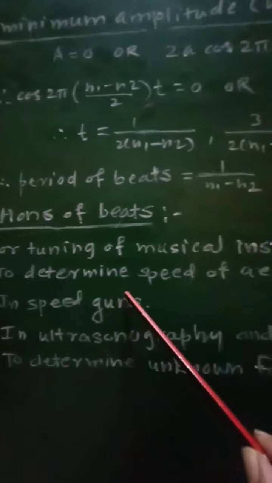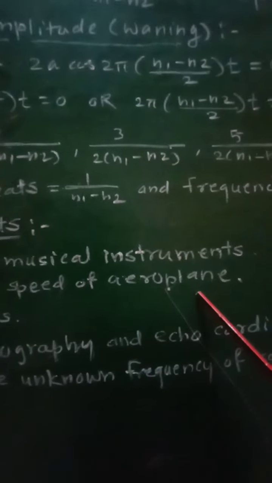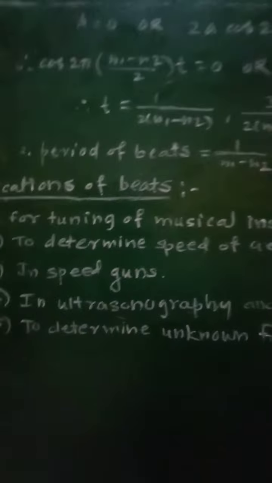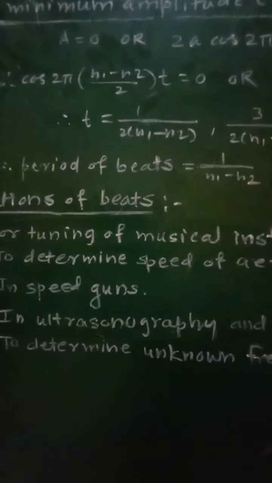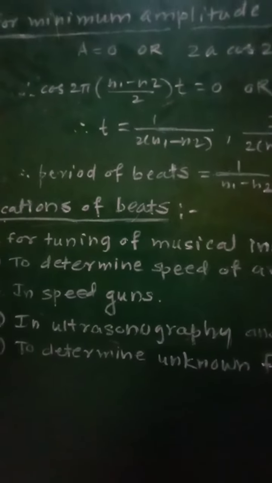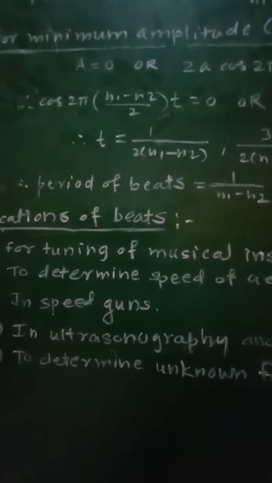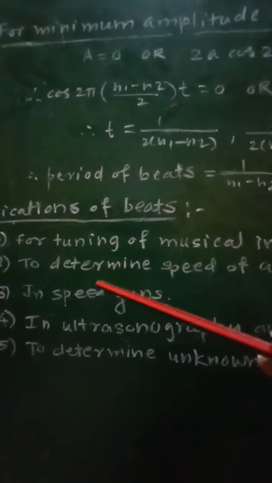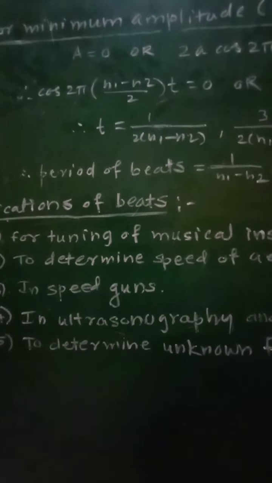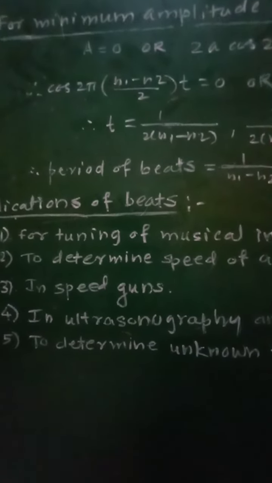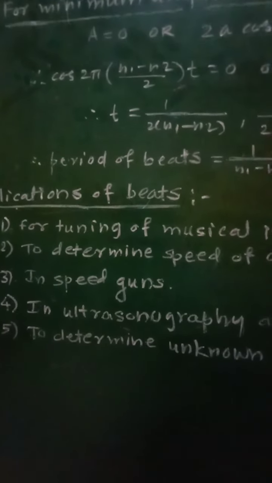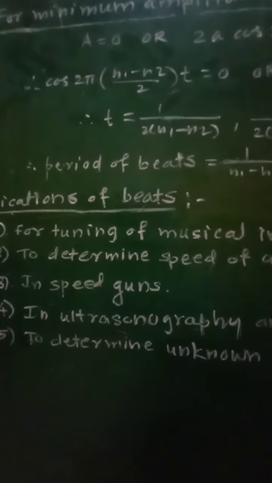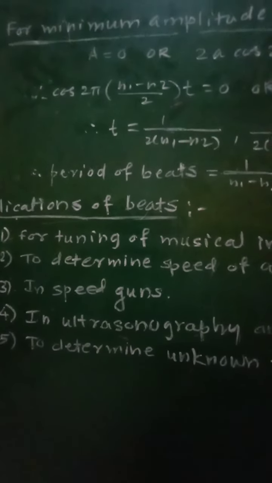Second use is to determine the speed of aeroplane. So the speed of aeroplane can be determined by using the Doppler effect, and for that purpose the beats will be used. Third use is in speed guns. That means when any vehicle is fast moving, at that time to determine the speed of that fast moving vehicle, the traffic police use the speed guns.